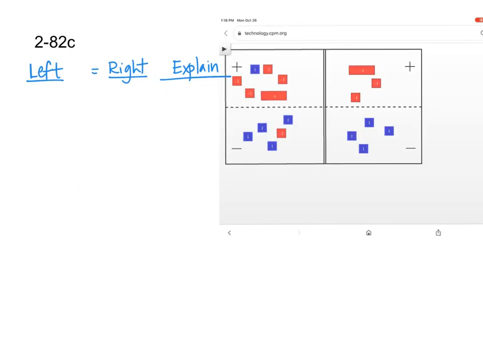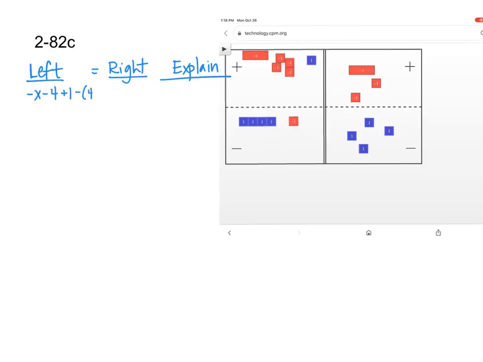Now let's take a look at the eTool for 282C. First, let's write the equation represented on this equation mat. So we have negative x minus 4 plus 1. And in the opposite region, we have 4 minus 1. And on the right-hand side of the equation, I have negative x minus 2. And in the opposite region, I have 4.